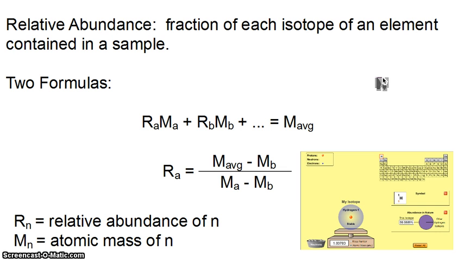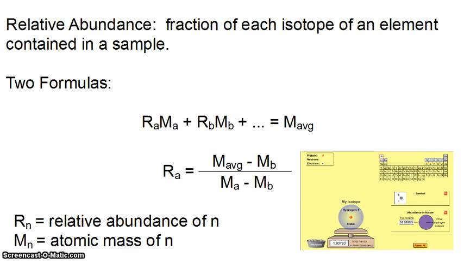When dealing with different isotopes, there are two formulas that we need to use, and we need to understand what relative abundance is. Relative abundance is how much of each isotope there is in a sample. The two formulas are given here, and you'll need to make sure you get those down into your notes.